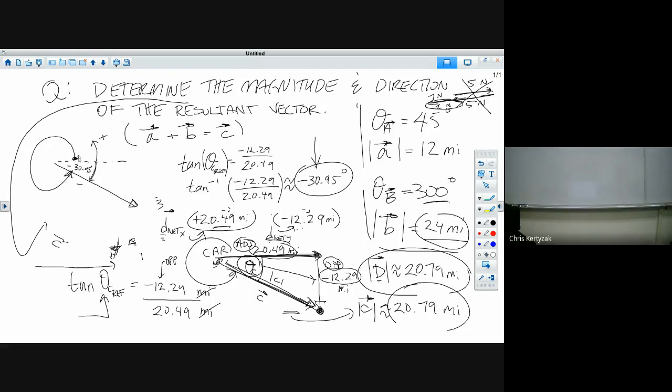Well, from here all the way around, like truly all the way around, I know it's 360 degrees. So I just have to back up by 30.95. So I would do 360 minus 30.95. I get a final angle, final direction. I can finally say I'm done with the problem.